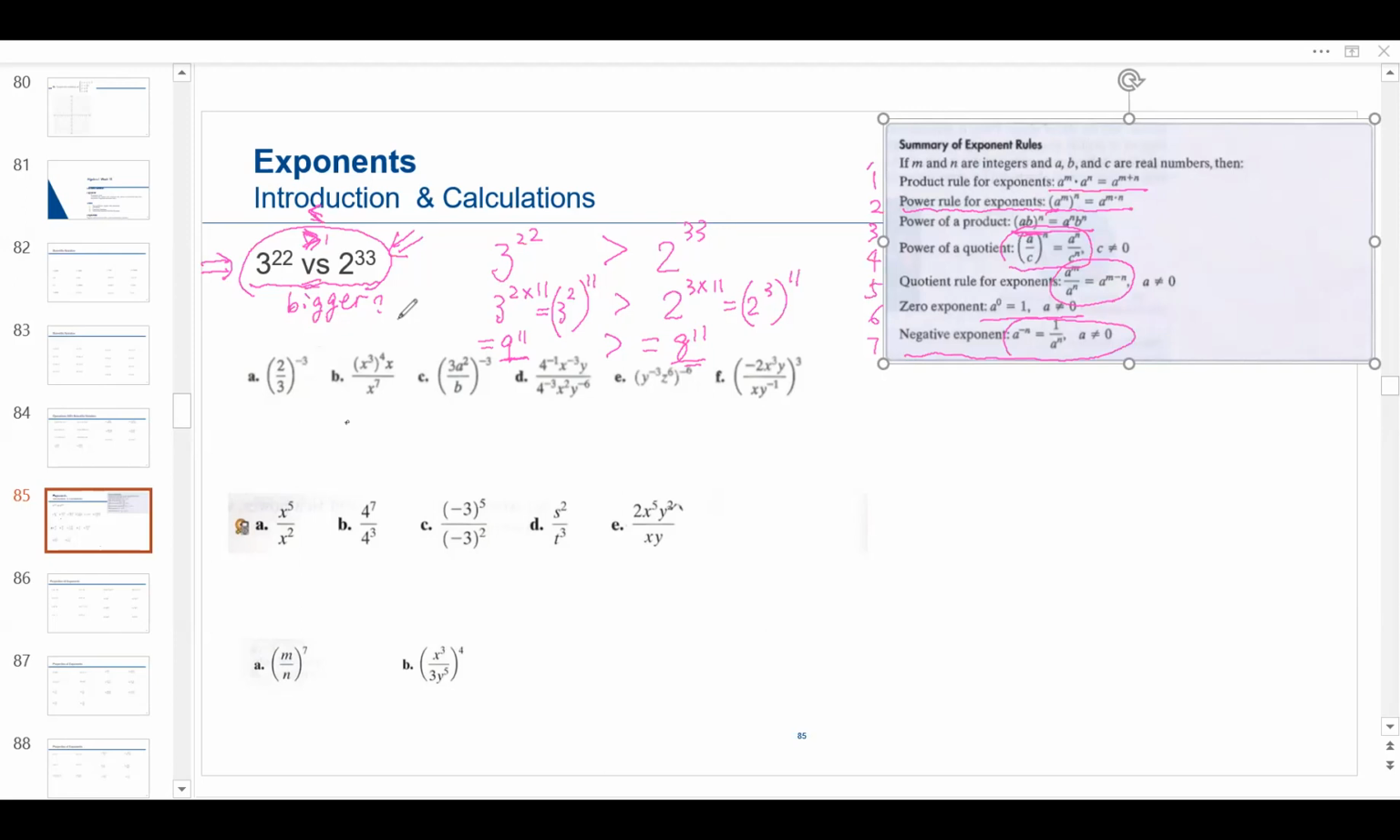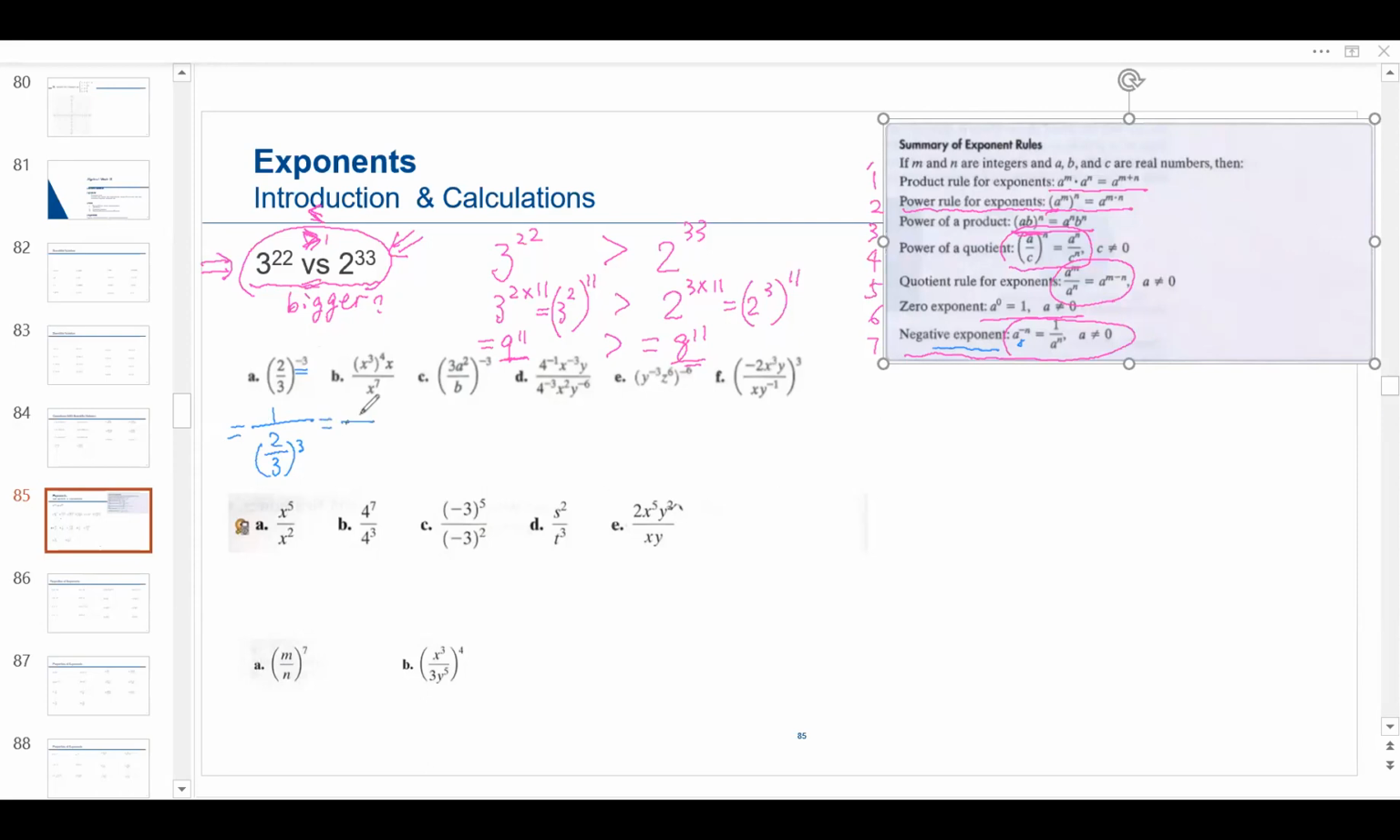Okay, let's see the second example here. So let's see this one. First, we can see this one has a negative exponent here. So what do we need to do? We make it positive. How to make it positive? Put it in the numerator. We use the negative rule. When they are negative, we put it in the numerator or denominator, right? So this one became positive.